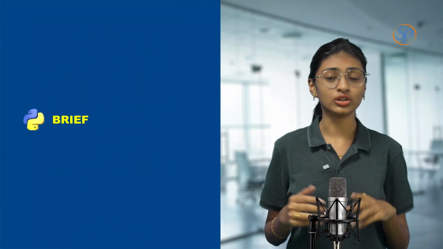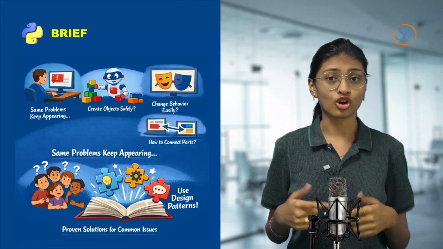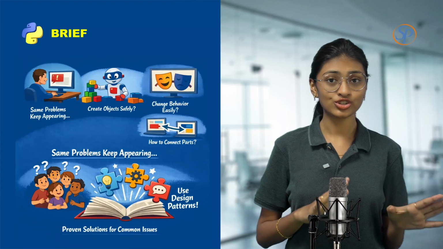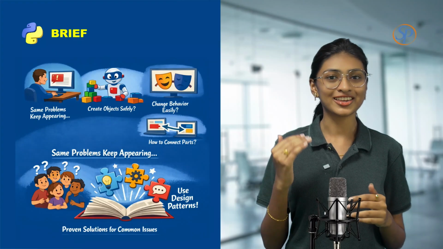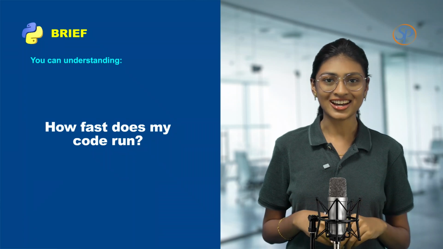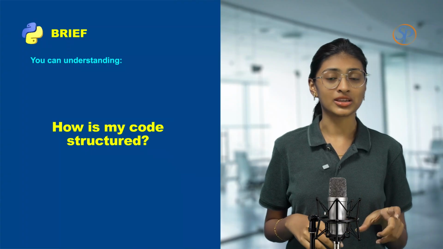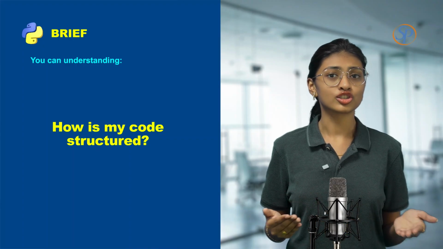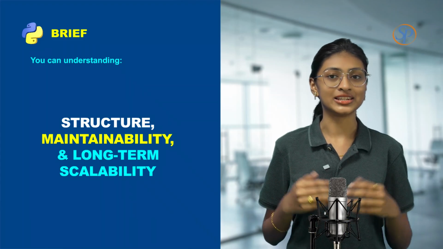In the previous module, we studied advanced concurrency and parallelism. We focused on how systems scale in terms of performance, execution, and resource usage. Now, we move one level higher. Instead of asking how fast my code runs, we ask, how is my code structured? Good performance without good structure does not last. This module focuses on structure, maintainability, and long-term scalability.